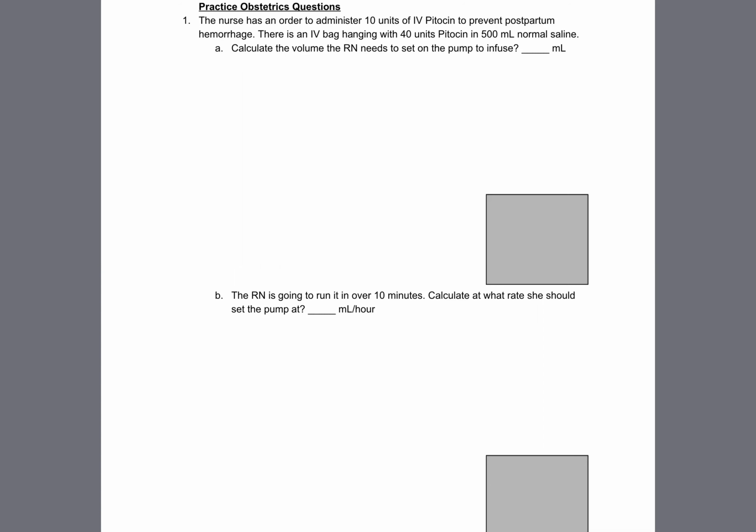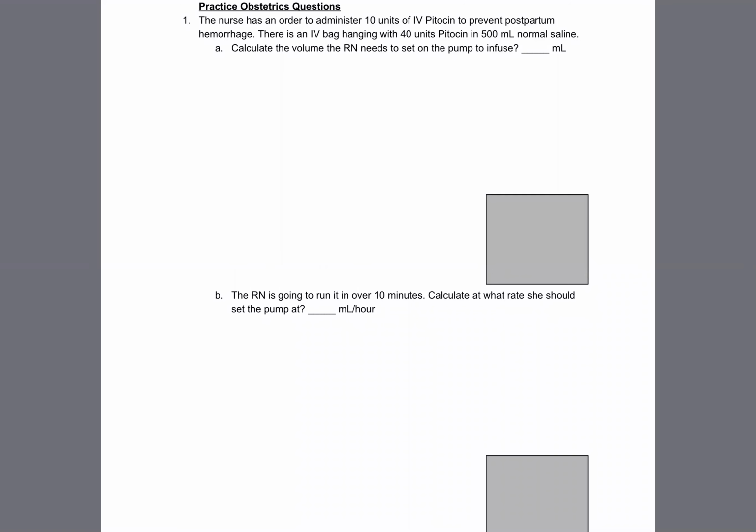Number 1. The nurse has an order to administer 10 units of IV Pitocin to prevent postpartum hemorrhage. There is an IV bag hanging with 40 units Pitocin and 500 mLs normal saline. A. Calculate the volume the RN needs to set on the pump to infuse.